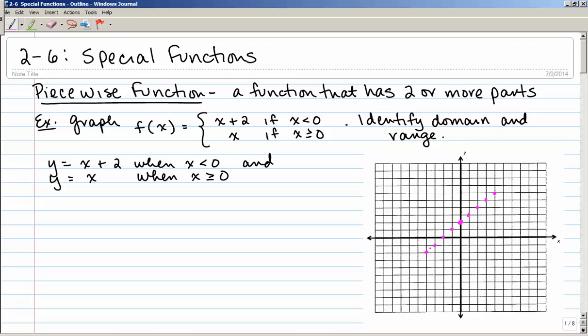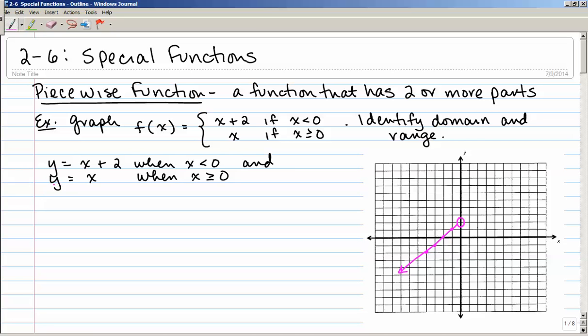Okay? But the only part of this line that I need is the part where x is less than 0. Here's my x-axis, and right here, x is 0. So I only need the part of the line that's to the left, going in the negative direction on the x-axis. In fact, x can't even equal 0, so I'm going to erase these dots, and I'm going to put an open circle right here where x is 0, and my line going this way is going to be everything where x is less than 0. And that's the first piece of my piecewise function.